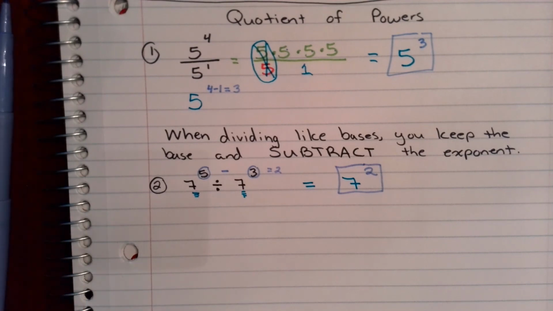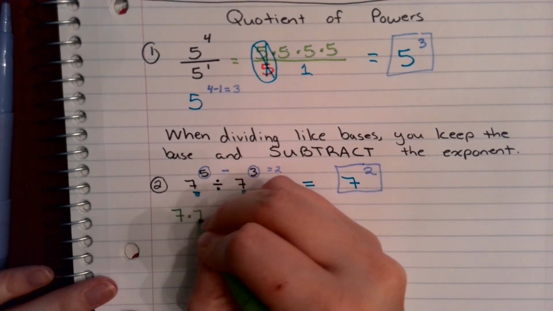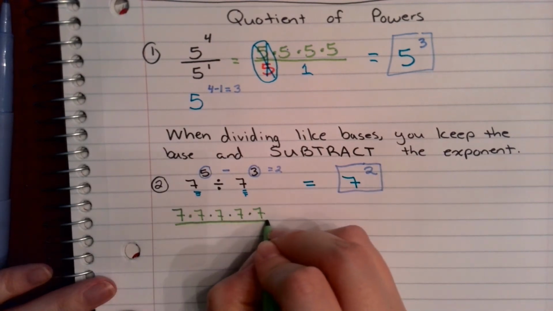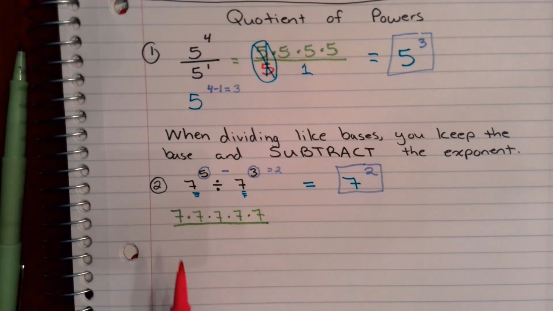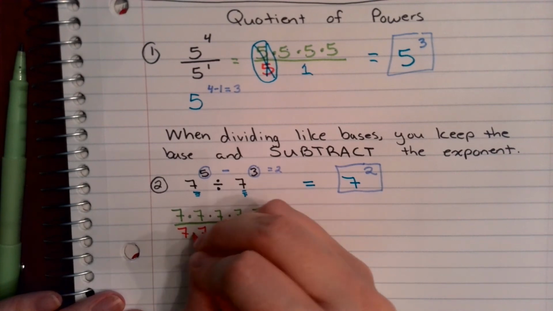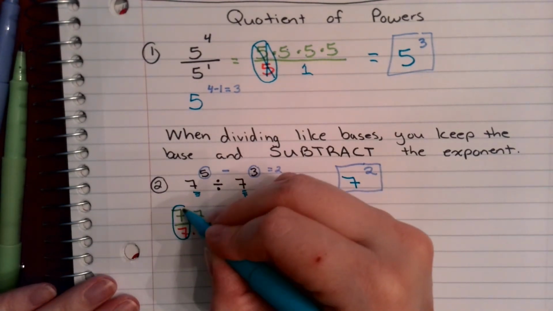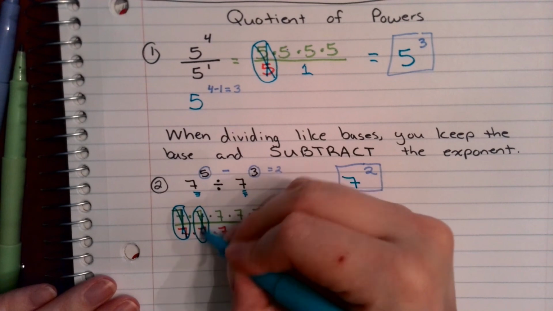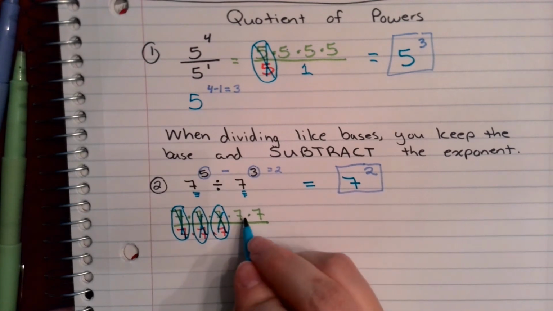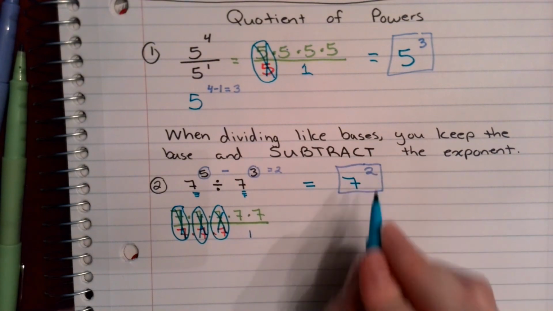Let's double check it for good measure. Okay, 7 to the 5th. So that means we're doing 7 times 7 times 7 times 7 times 7, and we're dividing by 7 to the third power. So 7 times 7 times 7. Remember, for every 7 on top, you can eliminate it with a 7 on the bottom. So I have 3 pairs I can eliminate. That leaves me with 7 times 7 over 1. 7 times 7 is 7 to the second power.